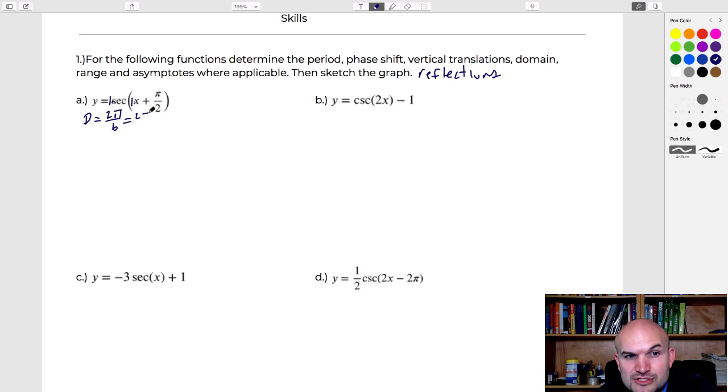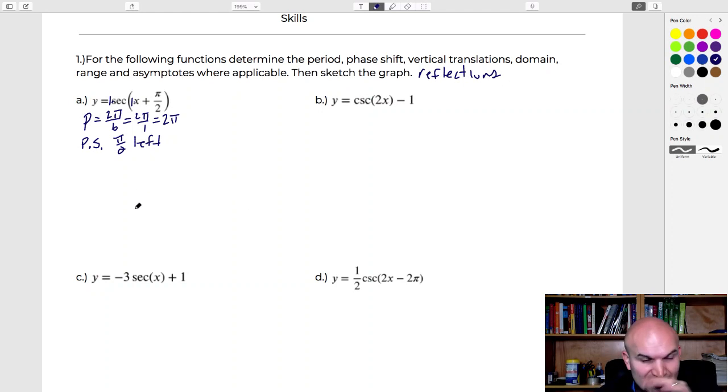So in this case, it's just going to be 2 pi over 1, which is 2 pi. And then we also have a phase shift, which is going to be pi half units to the left. All right. So that's basically all of our transformations that are going on. Let's go and take a look at what this graph is going to look like.